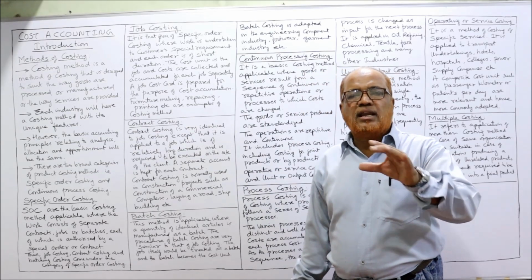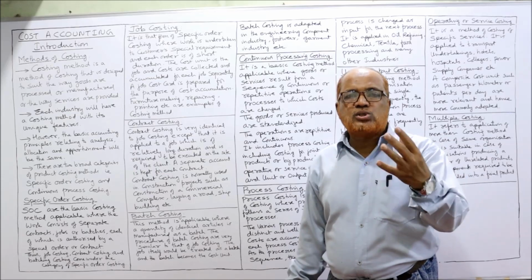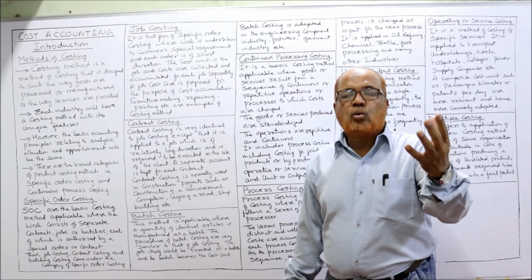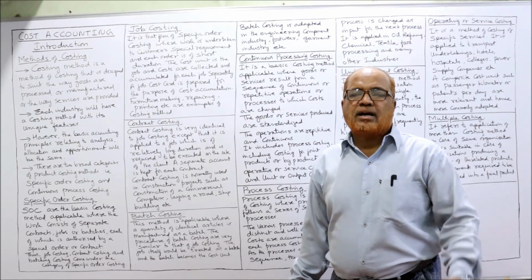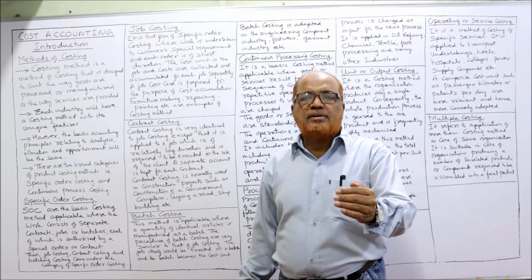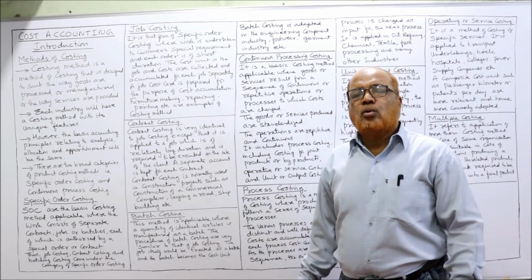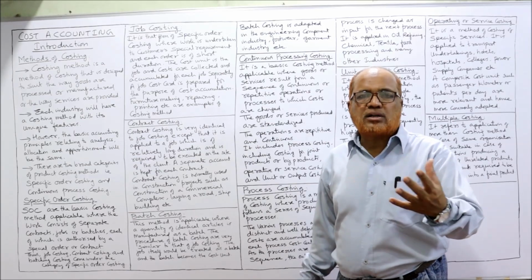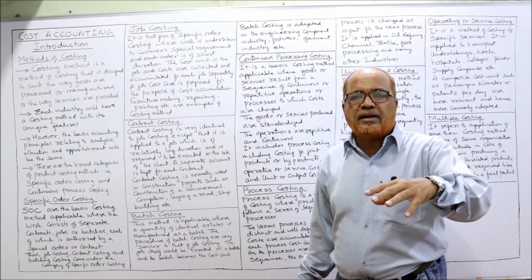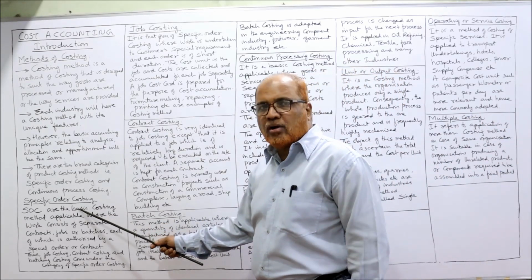Specific order costing, the name itself is clear. It is the costing method applied to those industries where goods are made according to special order. The customer first comes to the business and gives the order, and accordingly the goods are produced. The goods are not produced for stock. The production is not continuous. The production depends on the order of the customer. That is called specific order costing.